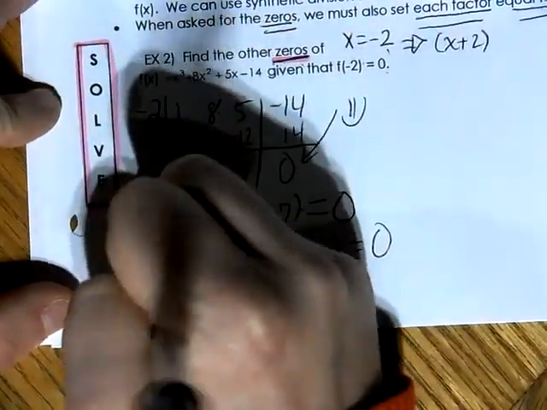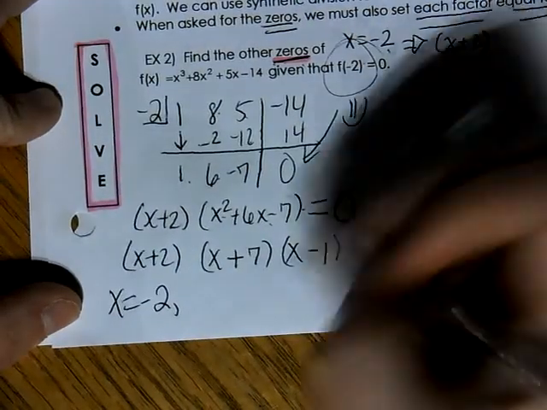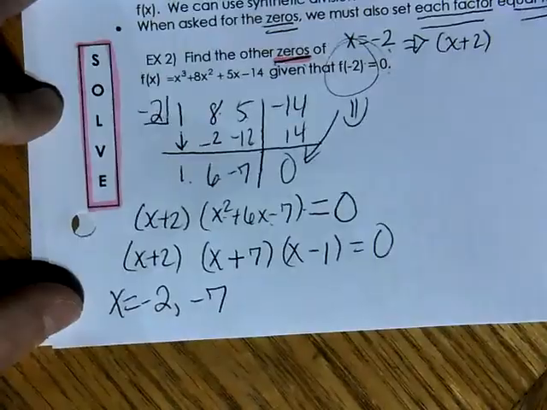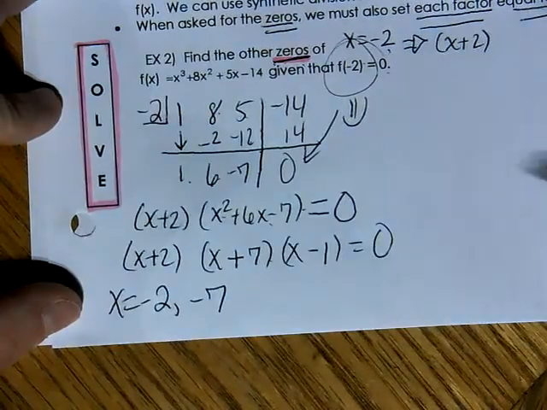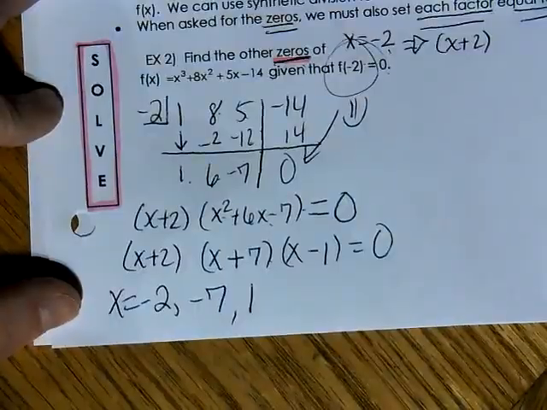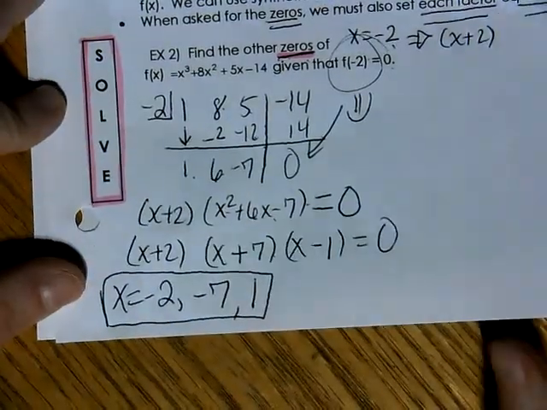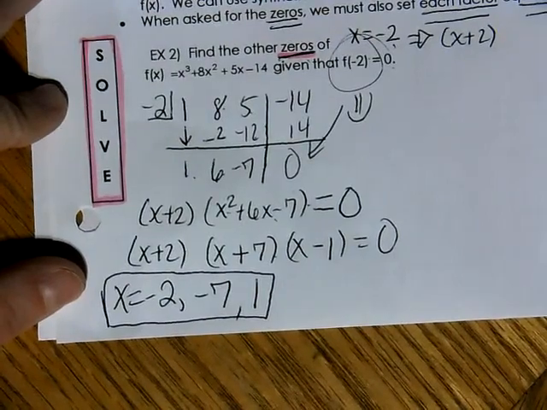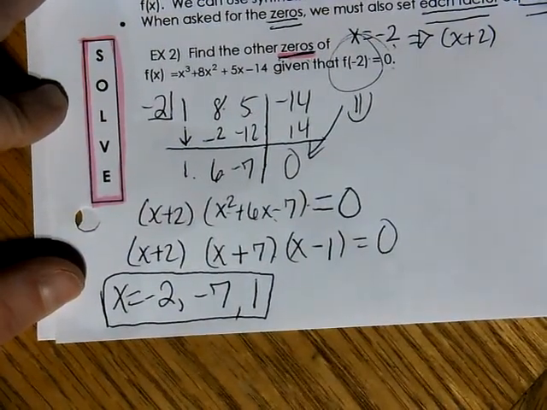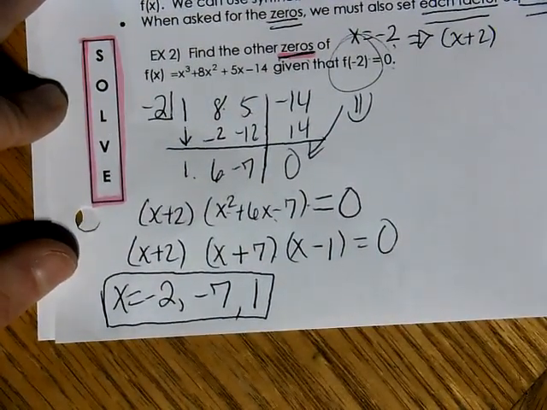X equals negative 2, which was given to us. X equals negative 7, which is the opposite of what I see inside. And x equals 1. And these are our 3 zeros. Remember, zeros are always written as x equals a number. If I asked for x-intercepts, we would write them as ordered pairs.